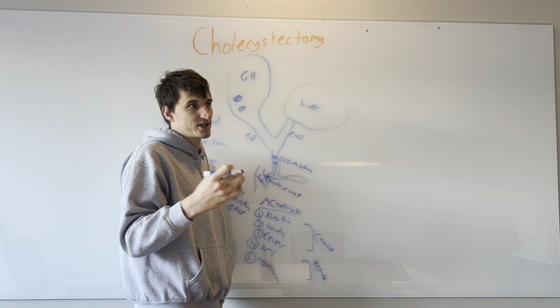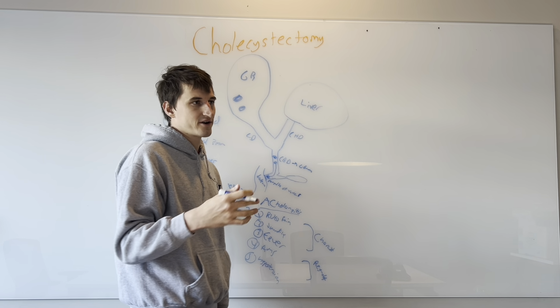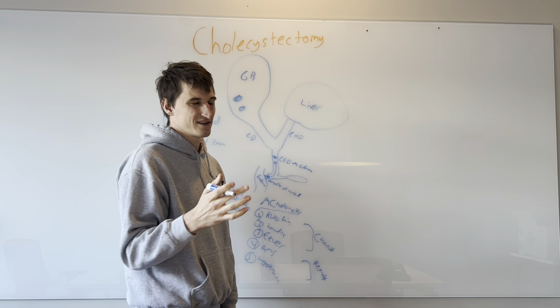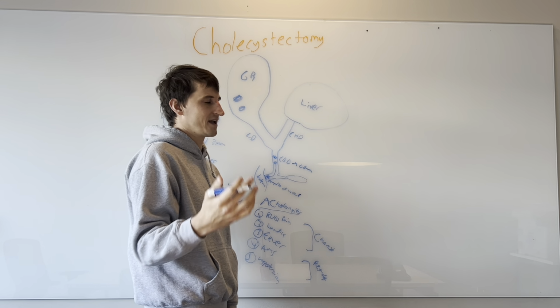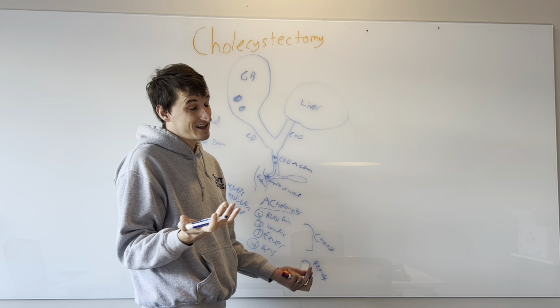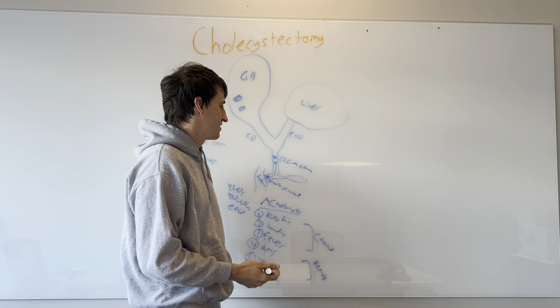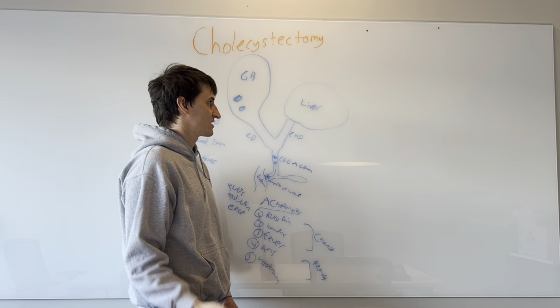But as you age, that standard can actually go up. So I think it's maybe about 50 years. After 50 years, every 10 years, you gain millimeters. So someone who's 90, they can have a 1 centimeter common bile duct, and that can actually be normal for them.